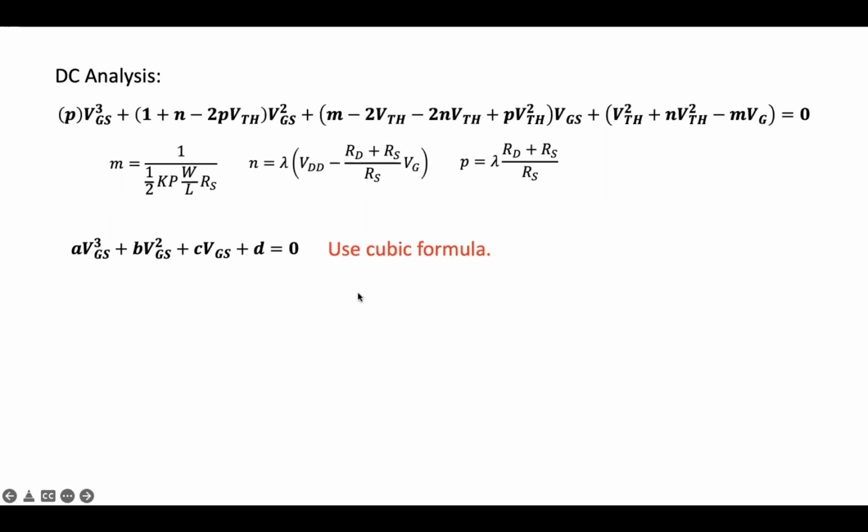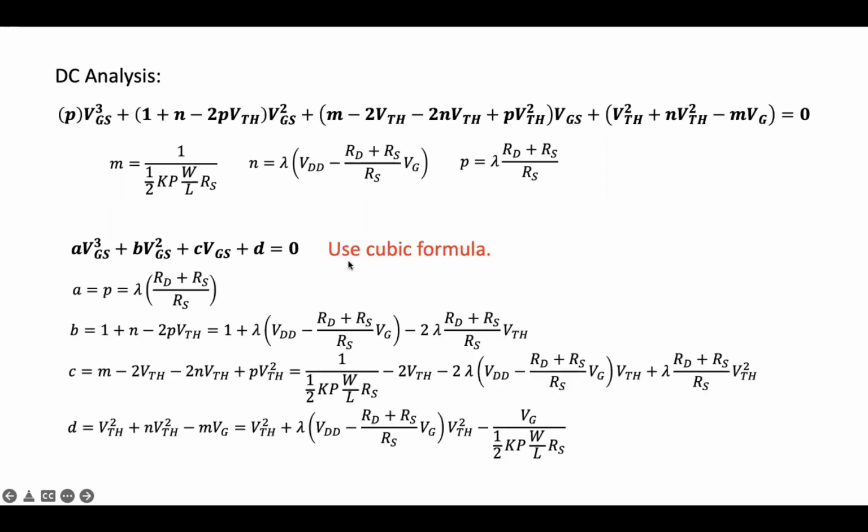Then I apply the cubic formula. So based on this equation, A VGS cubed plus B VGS squared plus C VGS plus D is equal to 0. Using the cubic formula, this is how we can solve the parameters A, B, C, and D. All right? Then, use the cubic formula, check it on the internet. I was able to solve for the VGS as equal to 1.39 volts.